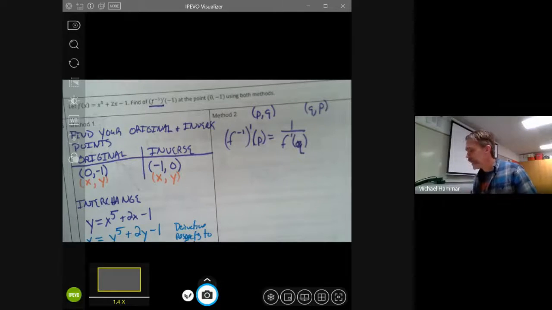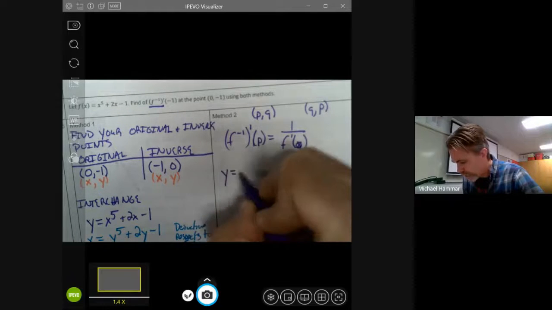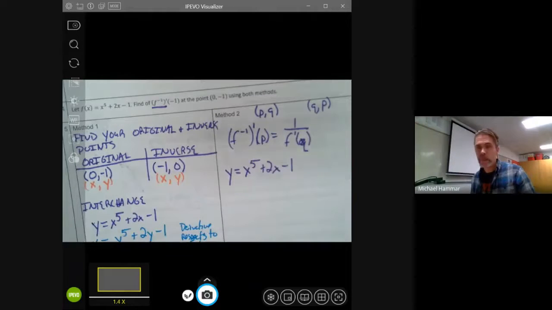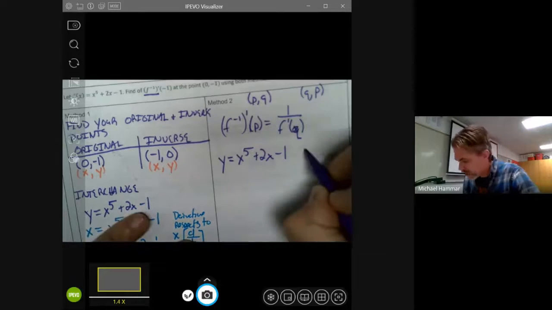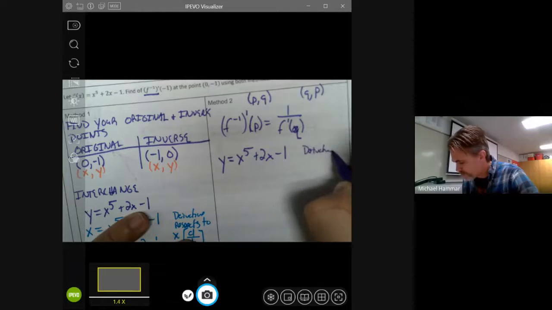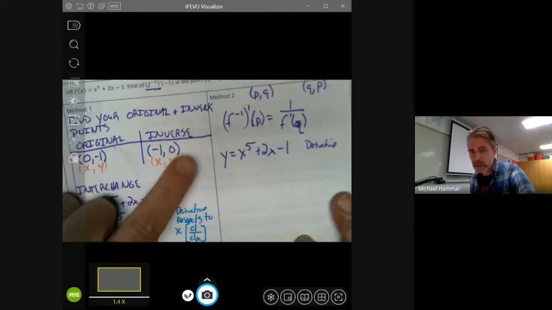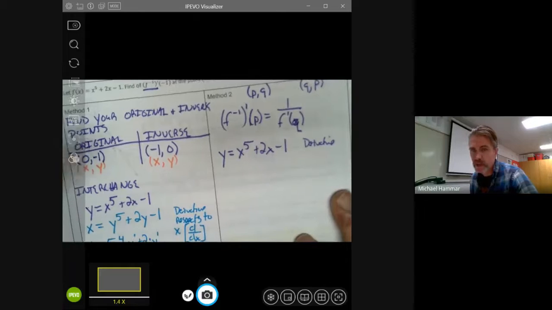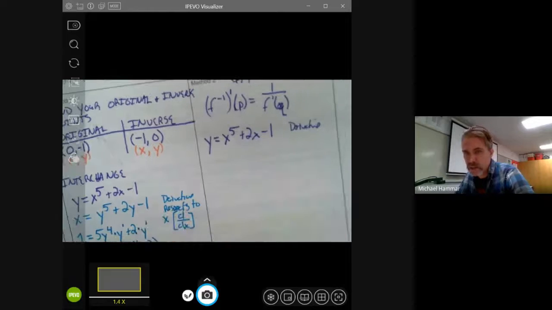So what you do is you start with your original equation. So we start with y equals x to the 5th plus 2x minus 1. Just like you would in any other problem, you just take your derivative. But remember, we already know our original point and our inverse point. That is always your first step: figure out your original point and your inverse point. But at this juncture, we're just going to start taking the derivatives.